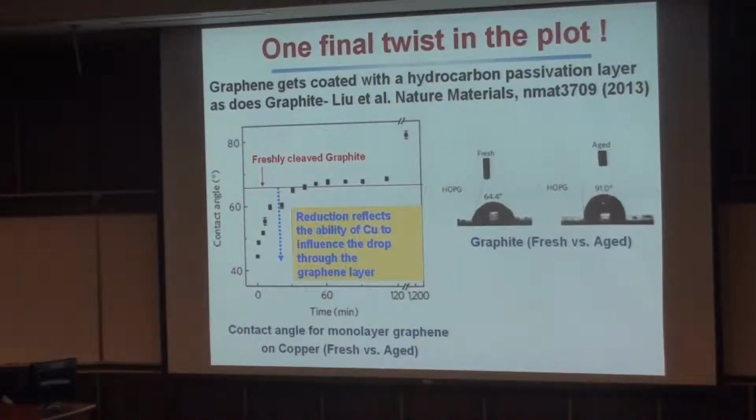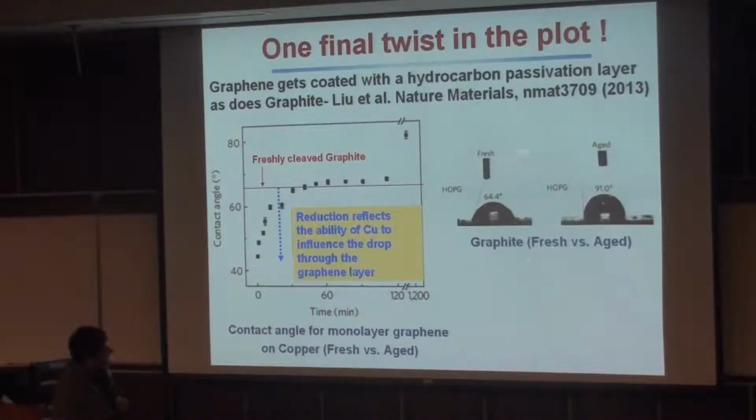which shows that there's one new twist to the plot. This is a recent paper that just came out in Nature Materials, where they show that there's an aging effect for graphite as well as graphene. If you look at graphite contact angle, 91 degrees that we measure and most people measure is what these guys also measure. But this is after about 1 day. If you freshly cleave graphite and measure the contact angle, it's about 65 degrees, right?